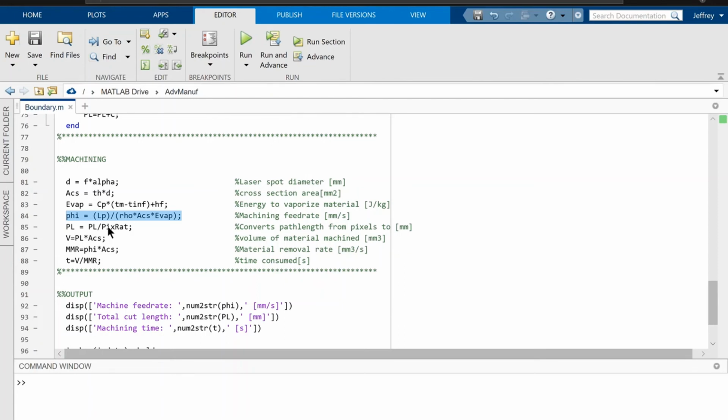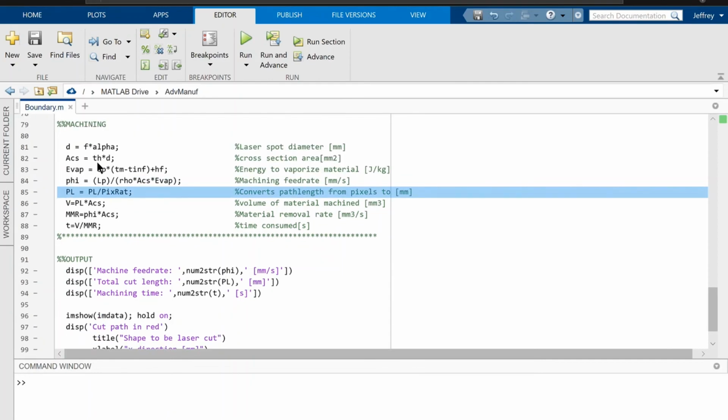We also convert the path length from pixels into millimeters. We calculate the volume of material being machined by looking at that cross-sectional area and multiplying it against the length. The material machined is the feed rate times the cross-sectional area. Using those past two calculations, we can now look at the time to machine by dividing the volume of material by the material removed over time.